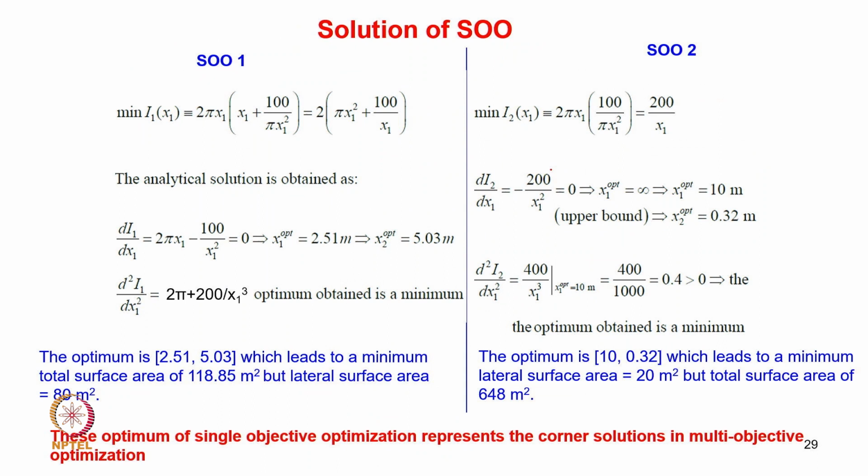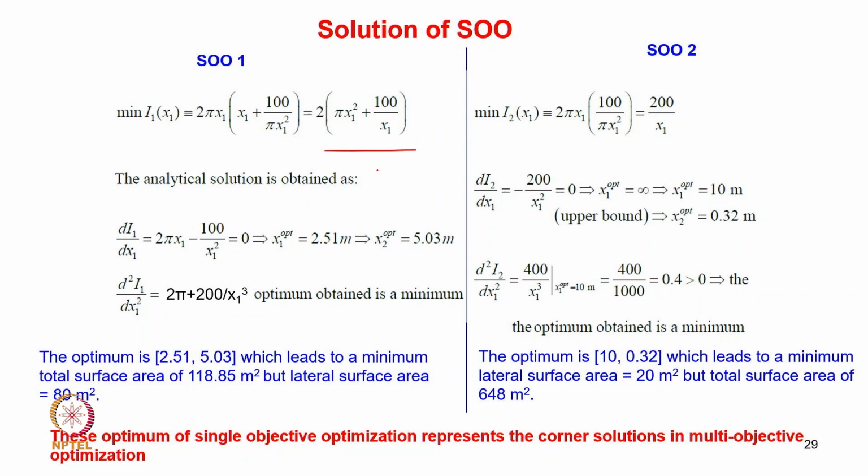So by variable elimination, our objective function becomes 2 pi x1 times (x1 plus x2), where x2 becomes 100 divided by pi x1 square. After rearranging, what we get is 2 pi x1 square plus 200 divided by x1. Now, this particular objective function I wanted to minimize.